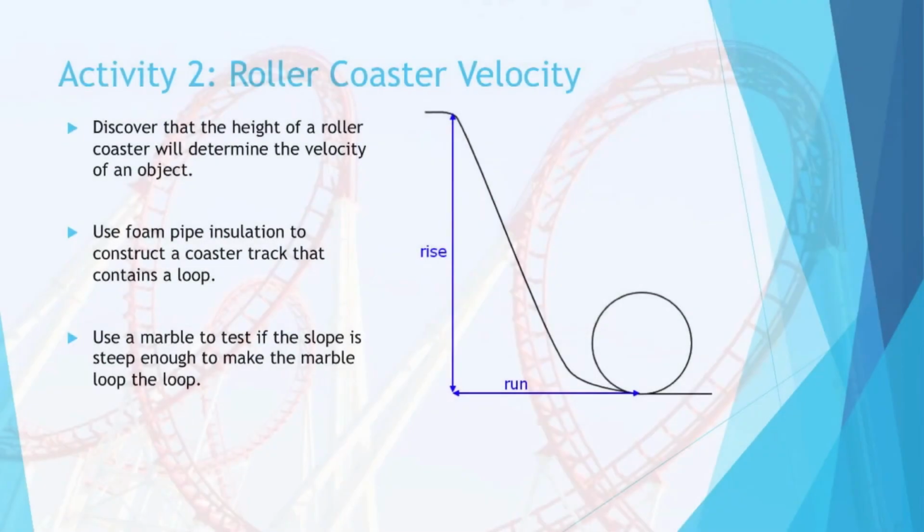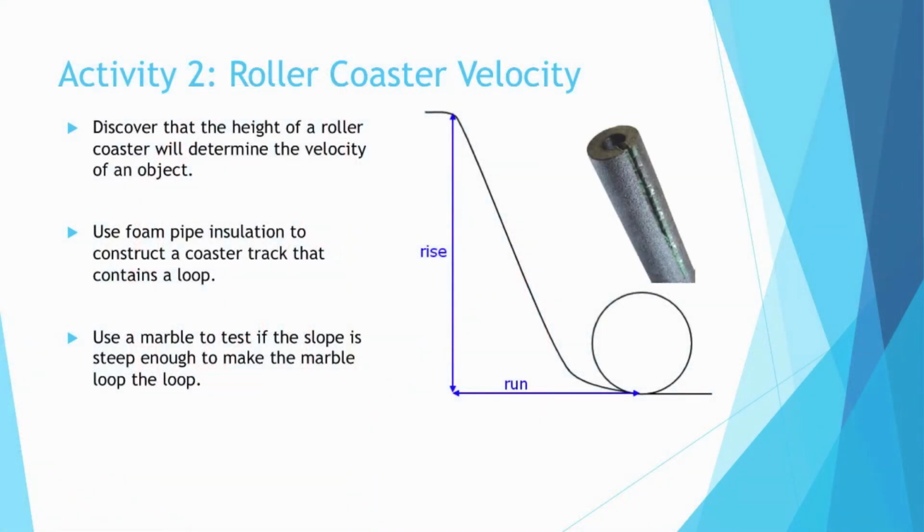In Activity 2, we call it the roller coaster velocity activity. Students will discover that the initial value, which is the height of a roller coaster, will determine the velocity of an object. Students will use foam pipe insulation to construct a coaster track that contains a loop. They will then use a marble to test if the slope is steep enough to make the marble loop the loop.